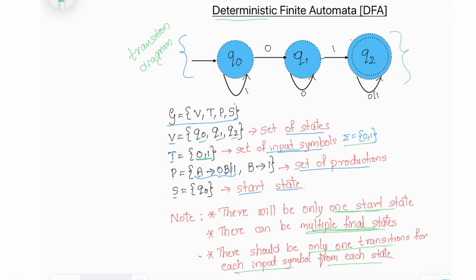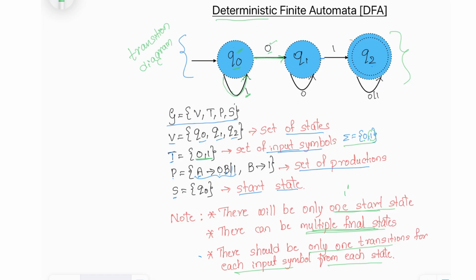So from each state, let us say from the state Q0, we should have only one transition for the input symbol 0. Hence we have only one transition from state Q0 to Q1 for the input symbol 0. Also for the input symbol 1, we have a self loop from the state Q0 to the state Q0 only. So from Q0, we have only one transition for 0 and only one transition for 1.